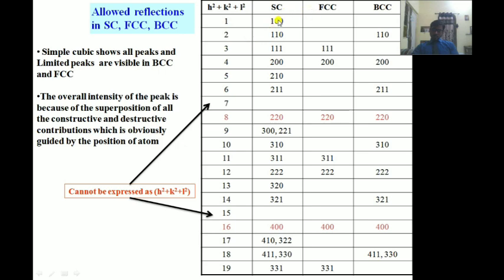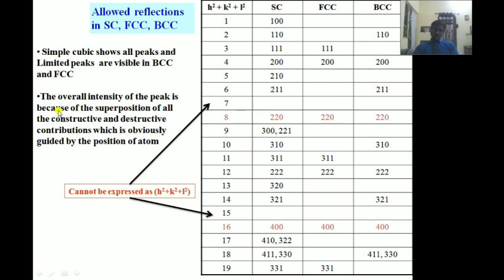Likewise, for the simple cubic, the allowed reflection peaks are 1, 2, 3, 4, 5, 6, 7, 8, 9, 10, 11, 12, 13, 14, 15, 16, 17, 18, 19, 20. But in the face centered cubic, only 1, 2, 3, 4, 5, 6, 7, 8, and in the BCC, meaning body centered, the atomic density is more as compared to FCC, so 1 through 12 reflection peaks are allowed. So if the atomic density is small, the allowed reflection peaks are larger. If the atomic density is larger, then the allowed reflections are smaller. So the simple cubic shows all the peaks, and limited peaks are visible in BCC and FCC.